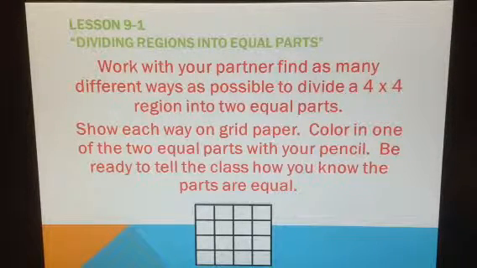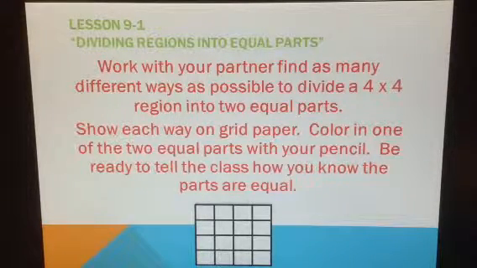So what I did was I had students draw a box around 16 squares on their graph paper, just like I have at the bottom of the slide. Show each way on grid paper. Color in one of the 2 equal parts with your pencil. Be ready to tell the class how you know the parts are equal. So we did a lot of different ways we could divide those 16 boxes, and then thought carefully about how we knew the parts were equal.